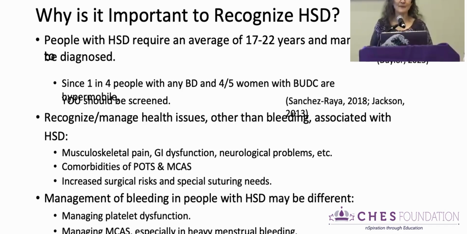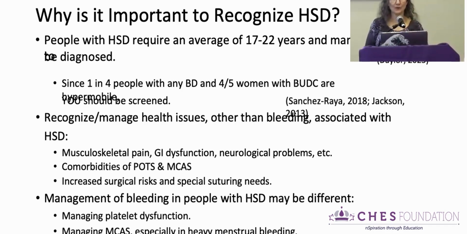And we know that 1 in 4 people with bleeding disorders overall, and 80% of women with bleeding disorders of unknown cause are likely to be hypermobile. It may help people get an opportunity to manage some of the other issues, other than the bleeding disorder, that are associated with hypermobility. That, the POTS, if you've been experiencing, oh my God, I get dizzy all the time and I pass out, I almost pass out. And that's something that can be managed once you know what it is, okay?